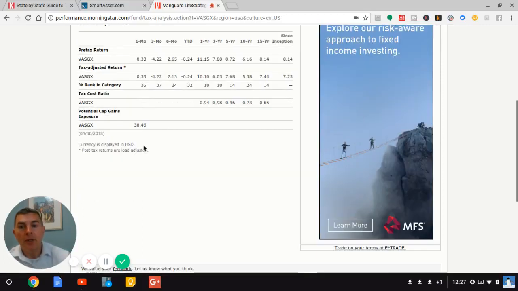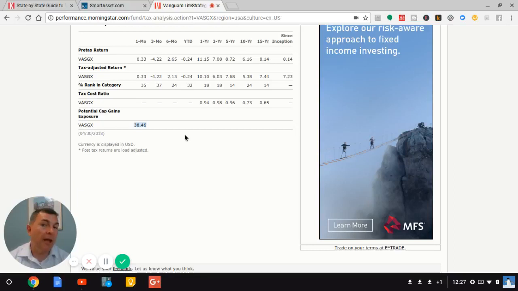Now, there's something I want to point out to you. Remember they had that big long-term capital gain distribution in 2015? Well, 38% of the portfolio is in a capital gain exposure right now. So over a third of the portfolio is a gain that has yet to be taxed.